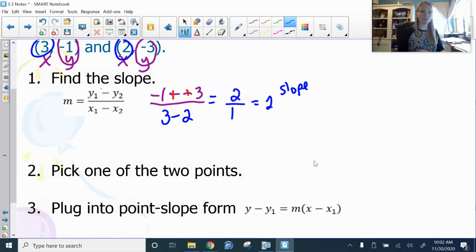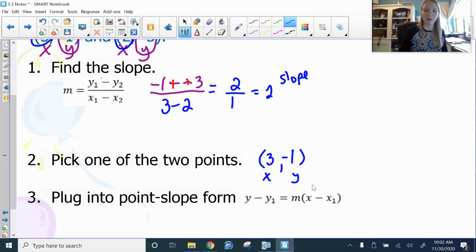So then it says pick one of the 2 points. So do we want to pick 3, negative 1 or 2, negative 3? Does anybody care? Nah, I'll just pick the first one. They're both pretty close. They're both pretty small values. It doesn't matter. And so then we're going to plug that into our point slope form.